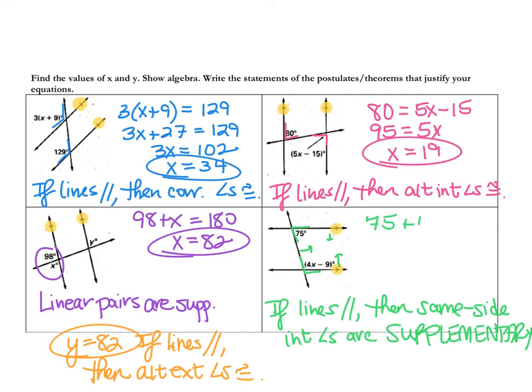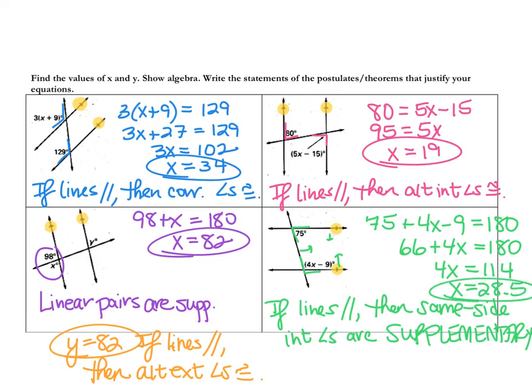Okay, so 75 plus 4x minus 9 equals 180. 75 minus 9 would be 66. Plus 4x is 180. 4x equals 114. I think that's right. And then that makes x 28.5. Okay, so it says solve for x and y, and then the statements, the postulates or theorems, that's like your justification that explains why your equation makes sense.